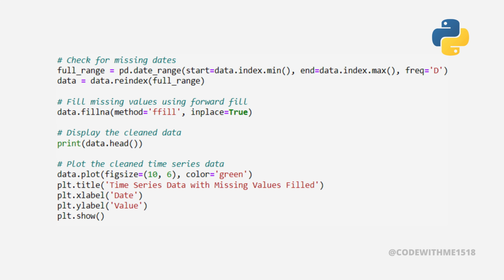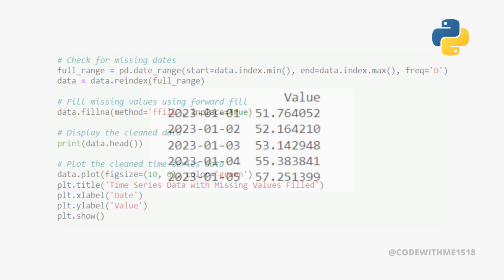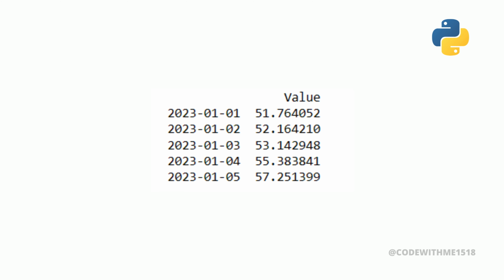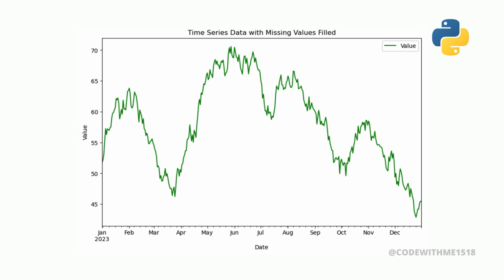This code detects missing dates in the series and fills them using forward fill. This technique ensures your analysis is consistent, even when data is missing.